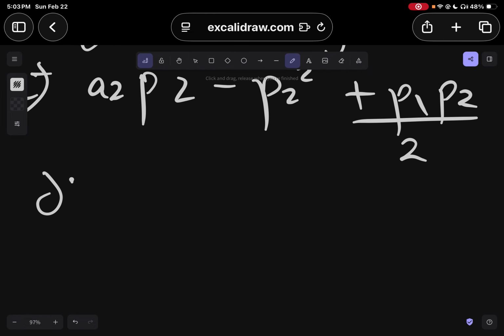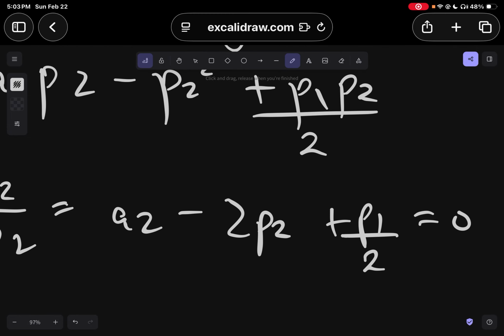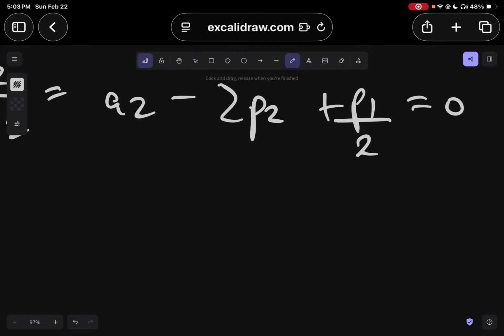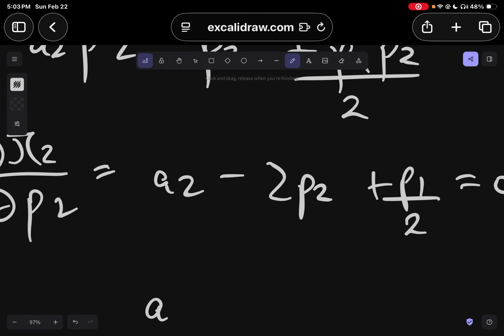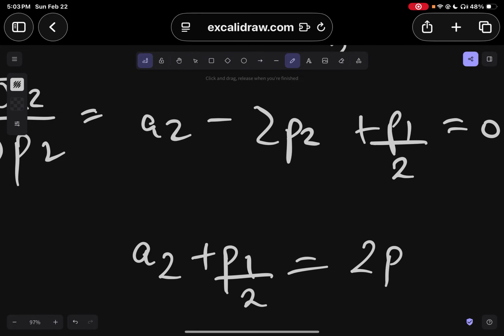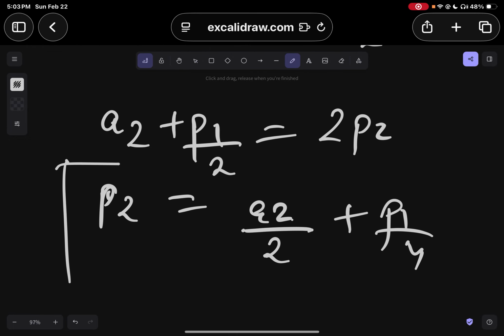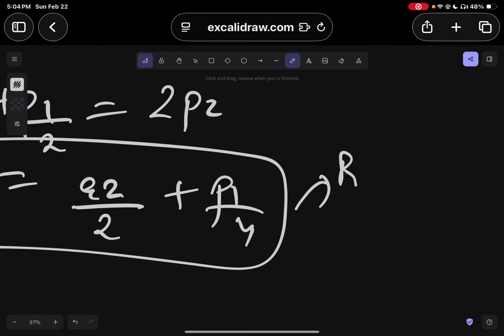Now del pi 2 upon del P2, which is A2 minus 2 P2 plus P1 upon 2, equals 0. So A2 plus P1 by 2 is equal to 2P2. P2 is A2 upon 2 plus P1 upon 4. This is the best response function of firm 2.